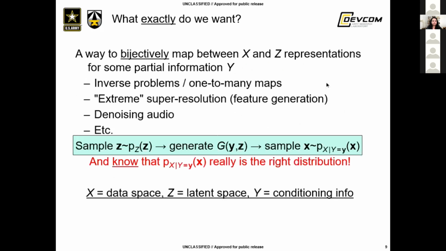This kind of thing shows up in a lot of different applications. Extreme super resolution, not where the image is a little pixely, but where it's been so downsampled that the features are just lost and have to be reconstructed. Denoising audio, denoising radio, basically anything where you've got corrupted inputs. And we want to be able to sample from our latent space prior, feed different points into the model, and then say this is equivalent to sampling from the true conditional distribution of data points consistent with our conditioning information y.